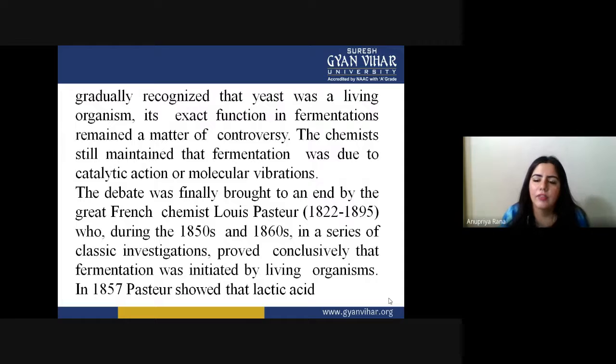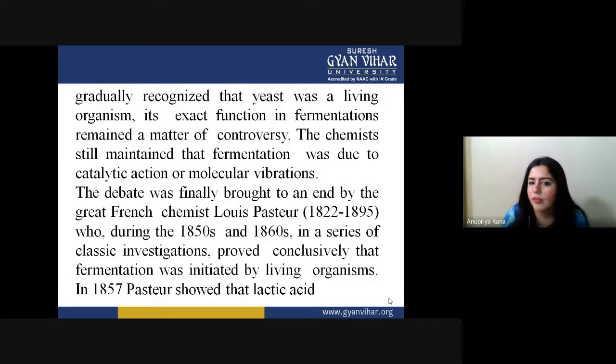So basically, it was now very clear that yeast is a living organism, but its exact function was unclear. Everything has some function, some different, some complicated, some a combination, and some just one function. So the controversy was whether fermentation is the exact process done by the yeast. The chemists still maintained that fermentation was due to catalytic action and molecular vibrations. The debate was finally brought to an end by the great French chemist Louis Pasteur.